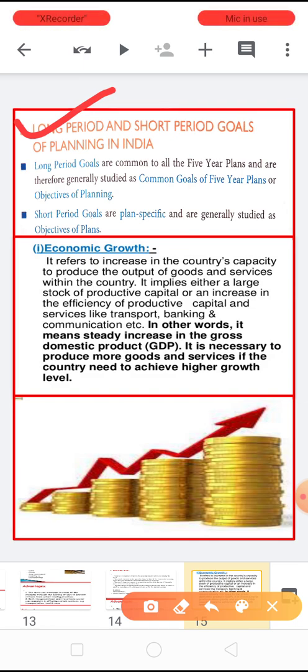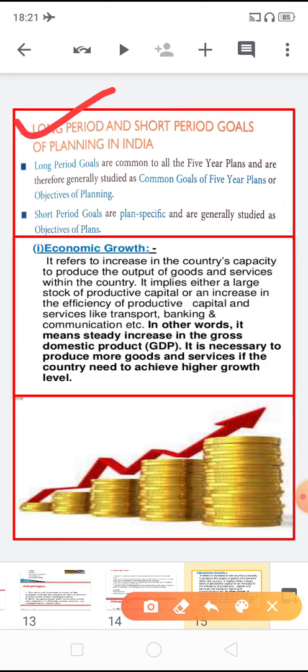Children, the long term goals, if we are talking about the long period goals, are common to all the 5 year plans and are therefore generally studied as the common goals of the 5 year plans or the objective of the planning. I mean, these goals are commonly related to each and every 5 year plan of our country. Children, as you all know, at present the 13 5 year plans have been running. So if we're talking about the short period goals, these are basically plan specific and are generally studied as the objective of the plan.